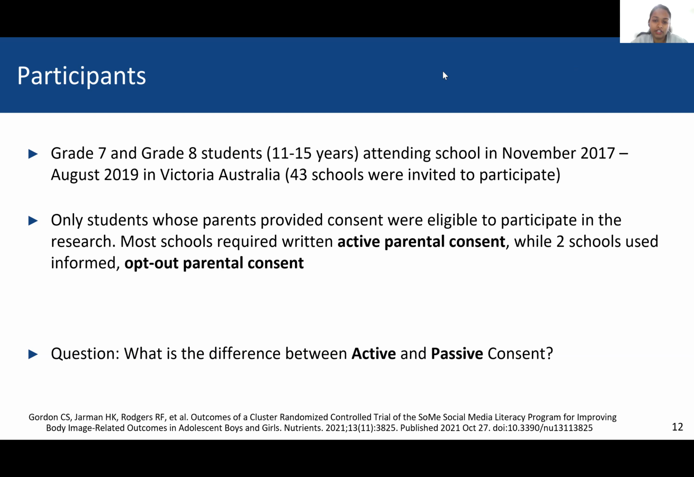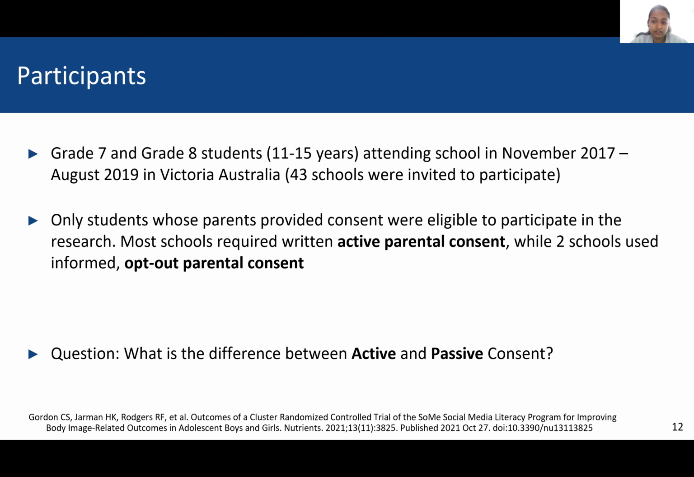Okay, so the participants for this trial were mainly grade 7 and grade 8 students in the age group of 11 to 15 years who attended school from November 2017 to August 2019. If their grade was selected to receive the intervention, all the students in their grade received the 4-lesson program as part of their school curriculum. However, only those students whose parents actually consented were eligible to participate in the research.